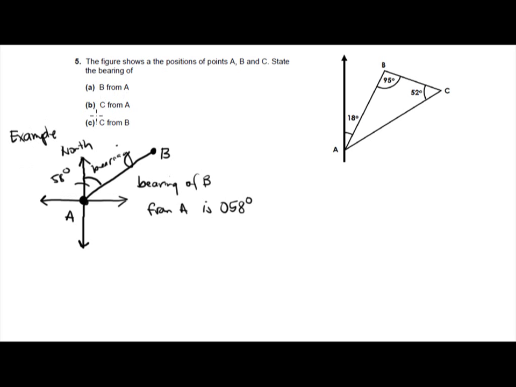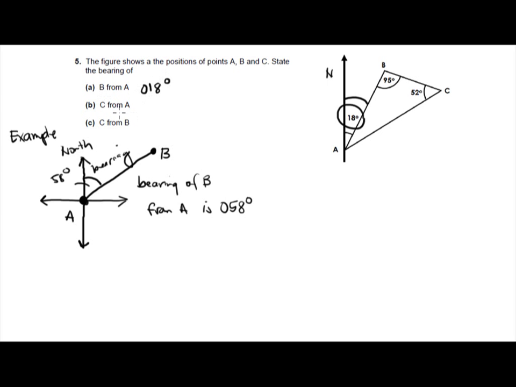Now, going back to the problem, the first is we want to find the bearing of B from A in this diagram. So this is the north axis. That means if we want to compute the bearing of B from A, then we have to measure this. It's good for us that this is already given. So the bearing of B from A is just 18 degrees, or 018.